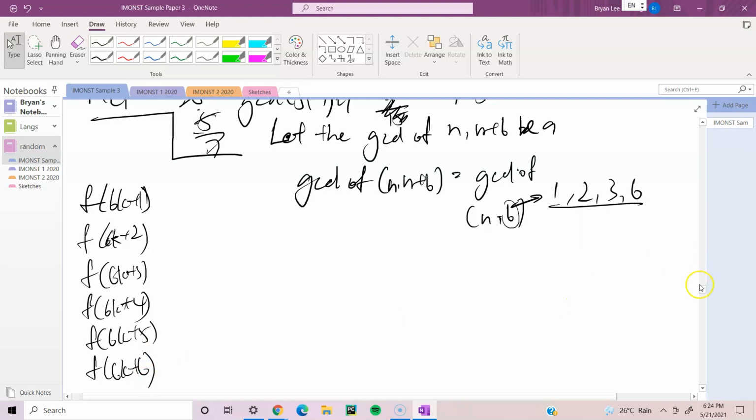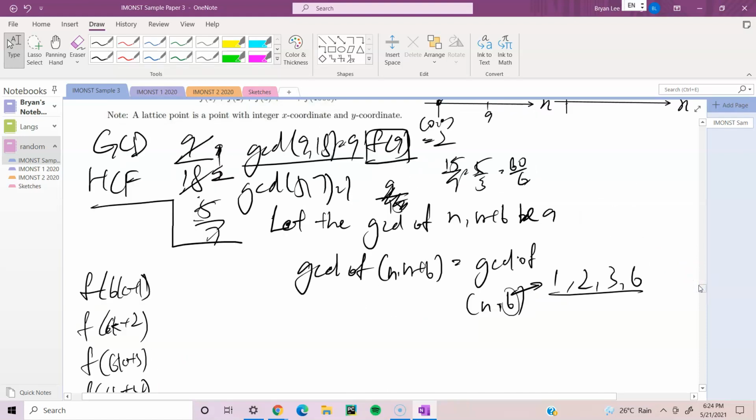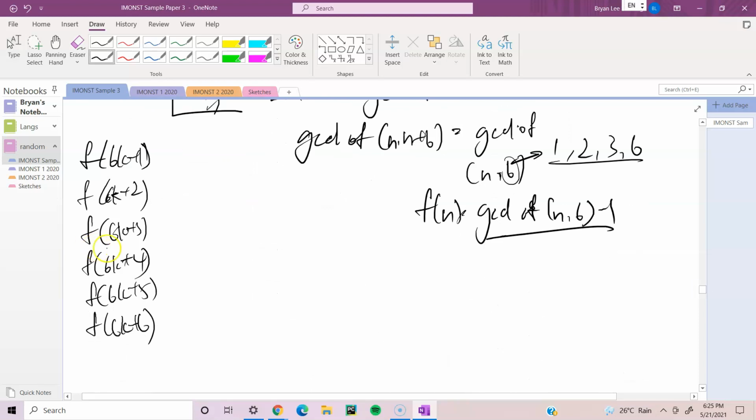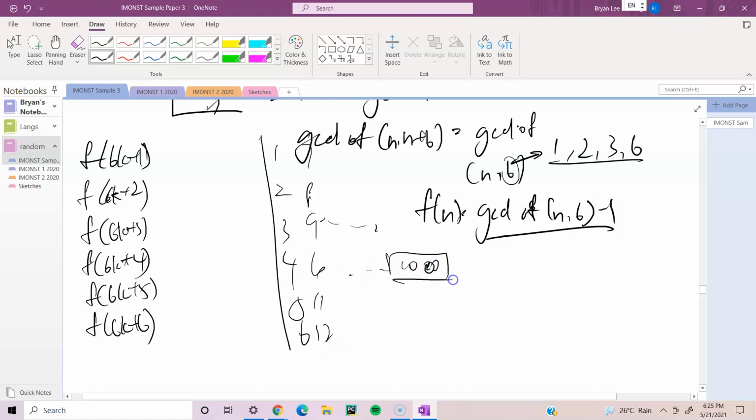Now, basically, the function f represents the GCD, where f(n) equals the GCD of n and 6, minus 1. Because as you can see in the example that I've shown, for f(9), the GCD of 9 and 6 is 3, and then we minus 1, so we get 2, right? So you guys can kind of make up how this came to be. I won't be explaining much here, but basically we can divide this into 6 cases. Why is this so? Because we can make something like this: 1, 2, 3, 4, 5, 6, 7, 8, 9, 10, 11, 12, and then we can list out all of these until it reaches 1,000, which lies on 6k plus 4.